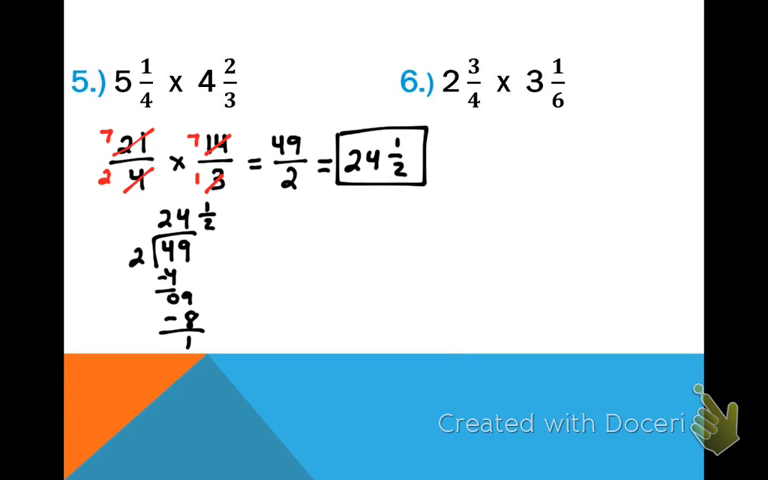Now remember, if you're ever going back and trying to double check this, 24 times 2 is 48, and then you add that 1, which would be 49 over 2. Okay, so that's how you can tell that you got the correct answer.